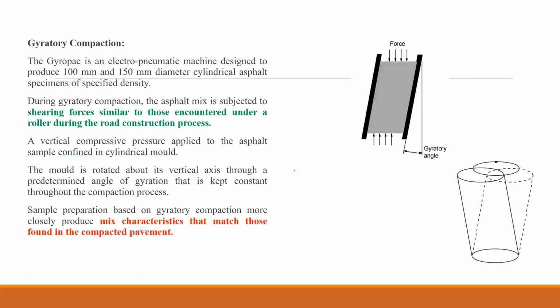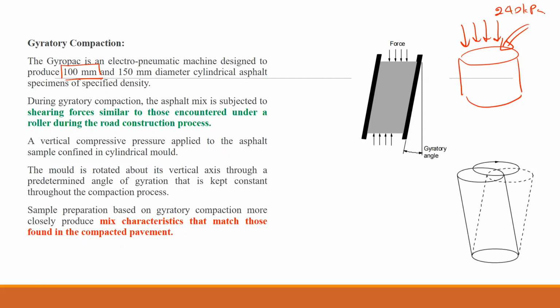Gyratory Compactor is an electropneumatic machine designed to produce 100 millimeter and 150 millimeter diameter cylindrical asphalt specimens of specified density. In our class, we are using 100 millimeter diameter specimen. So we have a mold of 100 millimeter diameter, and we put our asphalt mix into this and we apply a vertical force. This vertical force depends on which traffic category we are considering. So in our case, we are using 240 kilopascal of vertical pressure.